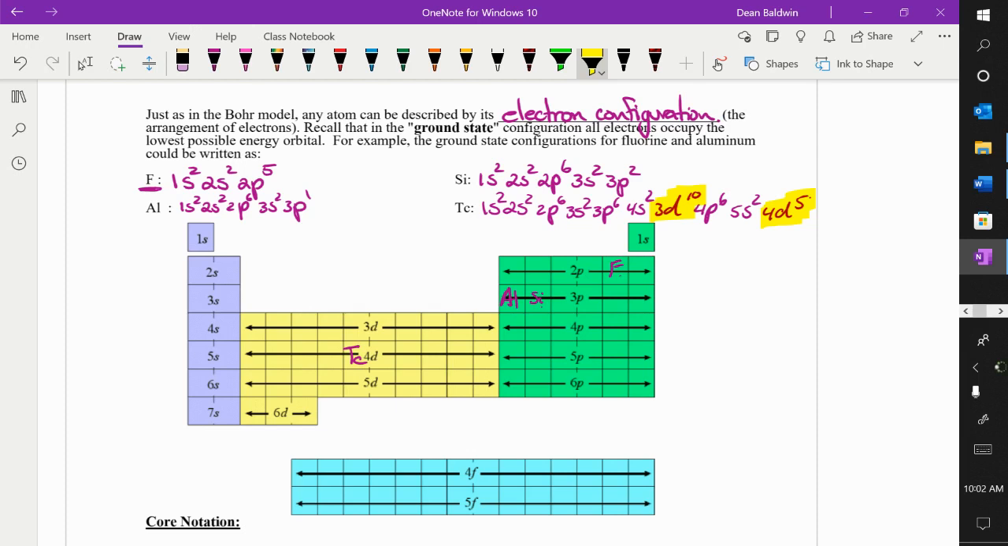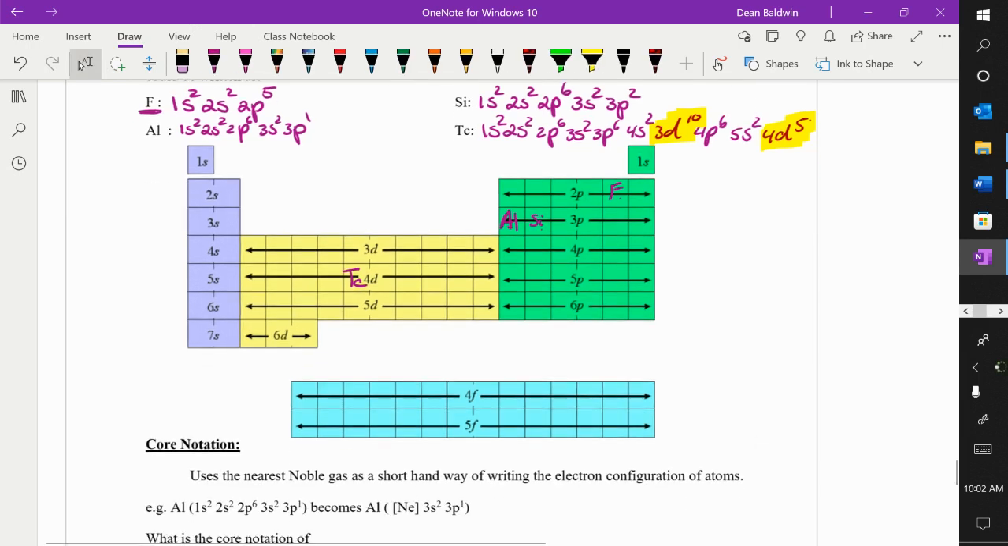What you do for core notation is, all of this stuff, if you look at 4p6, that bit there gets me to here. These are the noble gases, and these are all filled. So in core notation, you just go to the nearest noble gas. That eliminates all this stuff, and then you just write the next little bit. So at most, you have to write across to here. So you always go back.